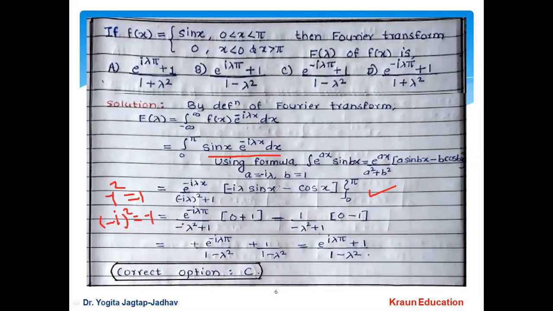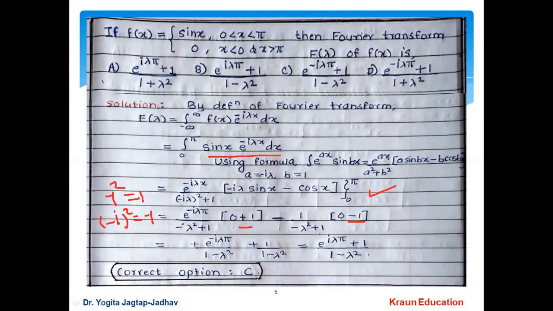And in the bracket, we have sin pi equal to 0 and cos pi equal to minus 1, minus of minus becomes plus 1. Therefore, we are getting the upper limit term, okay. Now for the lower limit, when we put x equal to 0, e raised to 0 is 1. And in the denominator, we have minus lambda square plus 1. And as you know, cos 0 is 1. Therefore, we have the term here minus 1. Sin 0 is equal to 0, right?